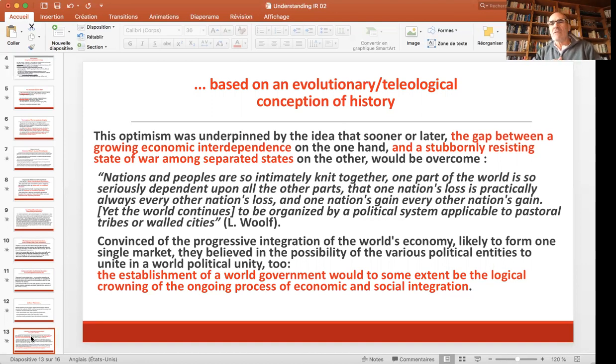So idealists were driven by a very optimistic outlook, and therefore they call themselves idealists. It is possible to change reality. Idealists basically are children of the Enlightenment century. They believe in the capacity of human beings to learn from their past mistakes.